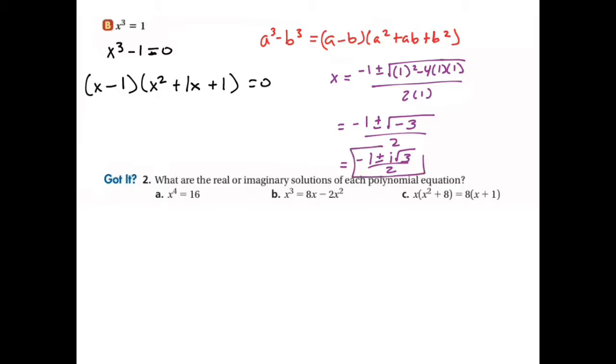So there's two answers. Then the last part of this would be to go ahead and answer this. So x minus 1 equals 0, so that means x equals 1. So right now we have x equals 1, and x also equals negative 1 plus or minus i square root of 3, over 2.